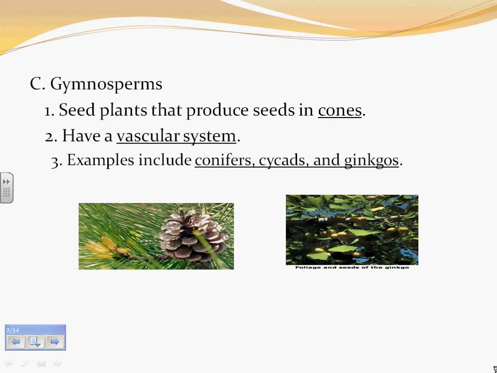Gymnosperms are seed plants that produce seeds in cones. They have a vascular system. Examples include conifers, cycads, and ginkgos.